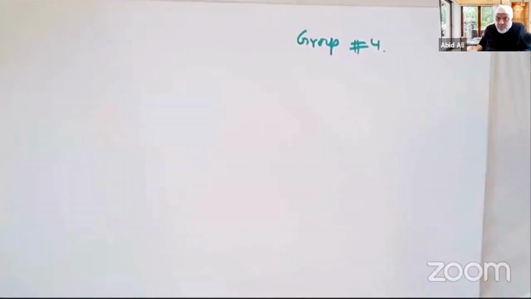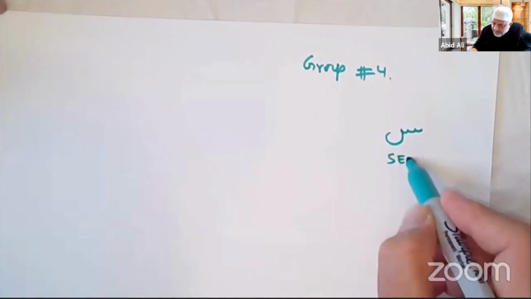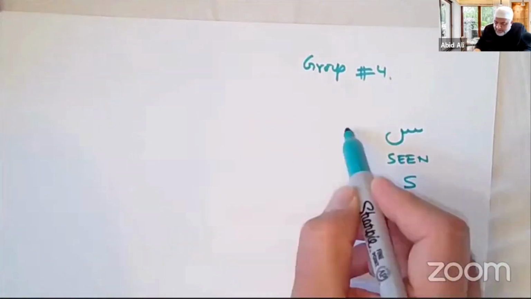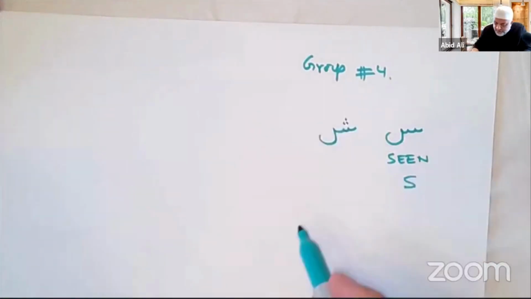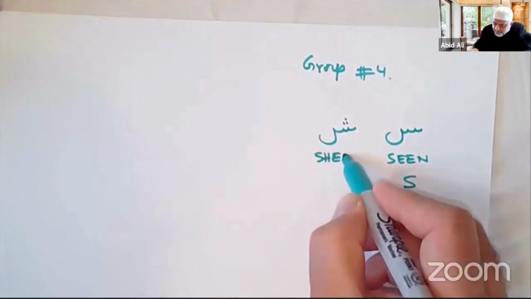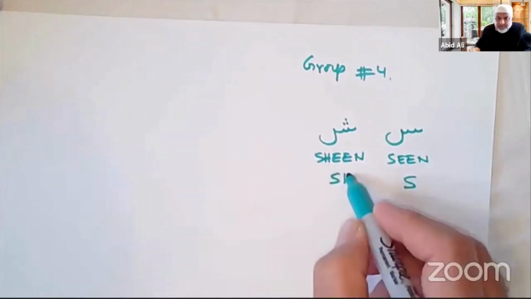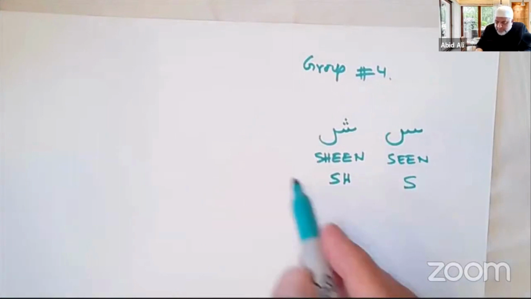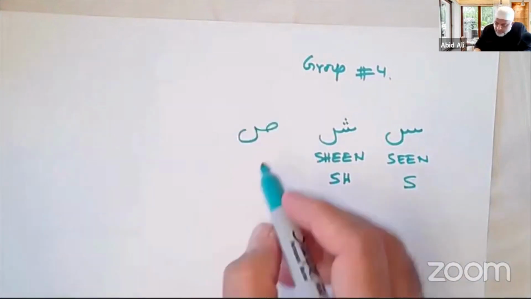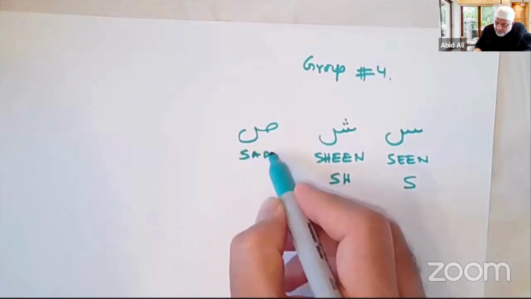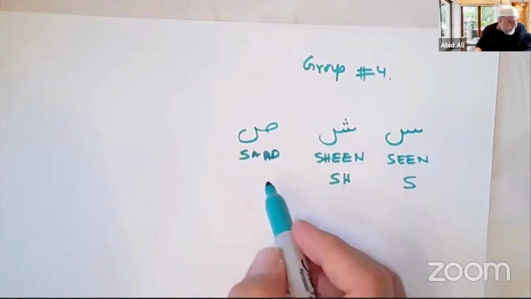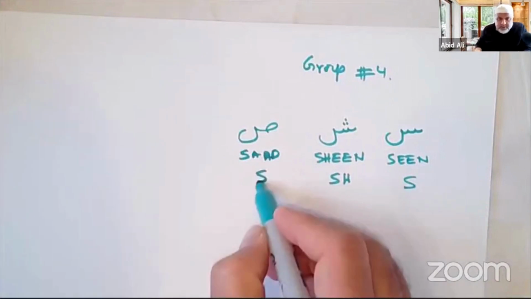Okay, group number 4. In this group, we have something called seen. The sound will be like seen, but the letter will be S. Then there is a counterpart of seen called sheen, where the H sound comes in. So sheen, if you want to denote it with SH. Then we have sod, so if you want to sound it, it's going to be like sod, and the letter will be sod.